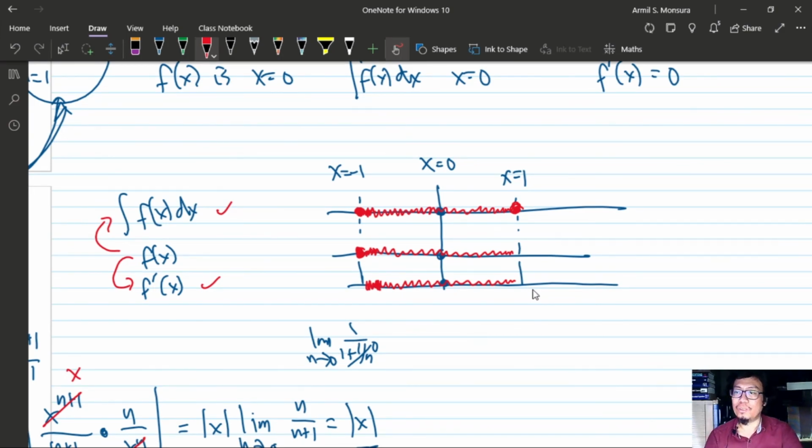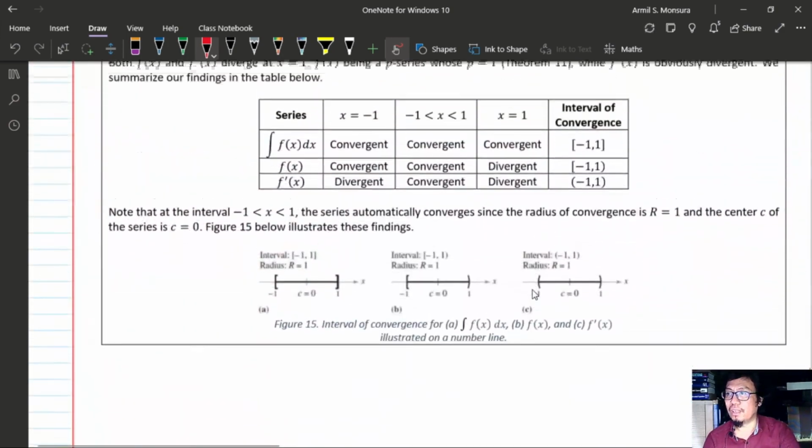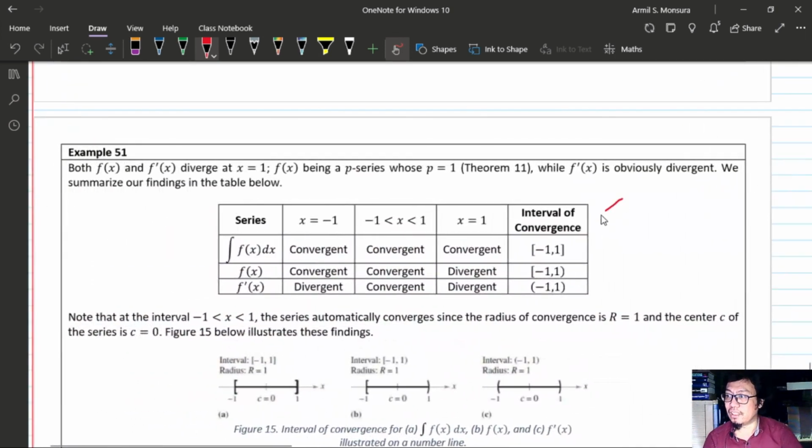So here is a summary of the results and the interval of convergence for each. As you can see, there is a change from your original function to the derivative, from a convergent series at one endpoint to a divergent one. And on the other end, a divergent power series at one endpoint becomes a convergent series in the integral at that same endpoint.